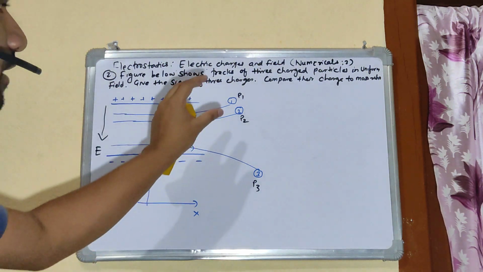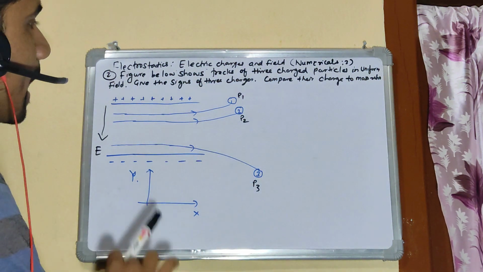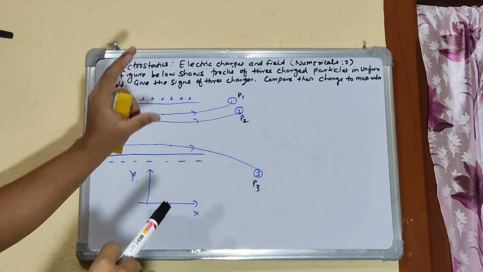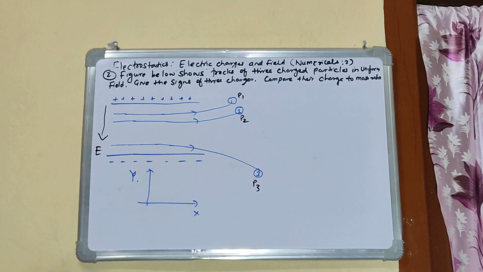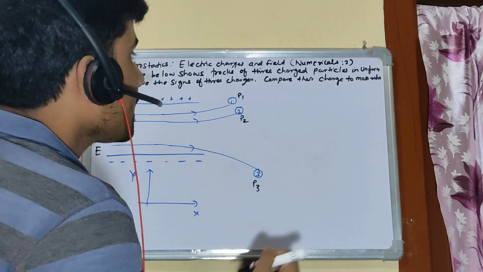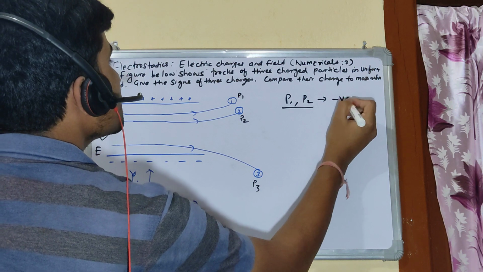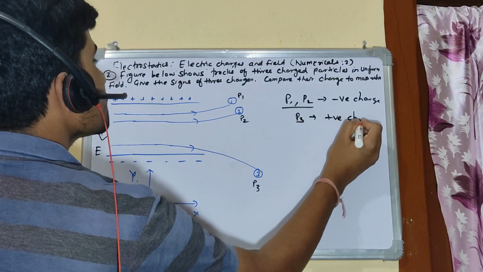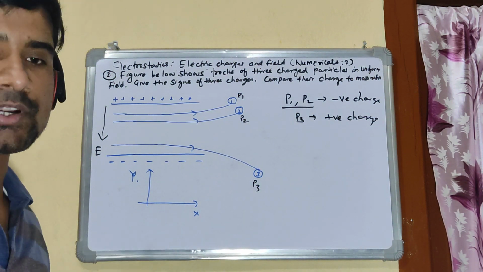by visually looking at 1, 2 and 3, you can see that particles 1 and 2 are deflected towards the positive plate of this electric field, and particle 3 is deflected towards the negative plate. So by this you can say that particles P1 and P2 are negative charges, and particle P3 is a positive charge. This is very clear, right? Okay, so we have solved part 1 of this problem.